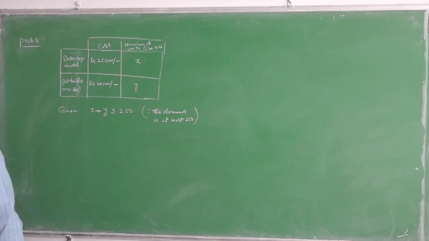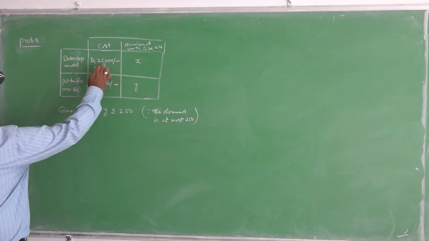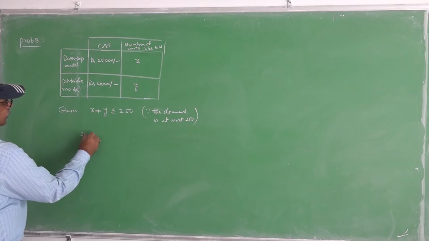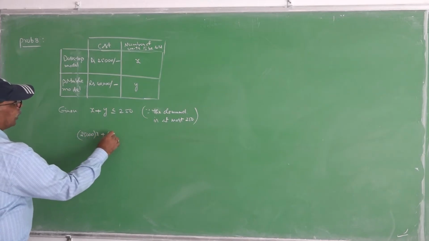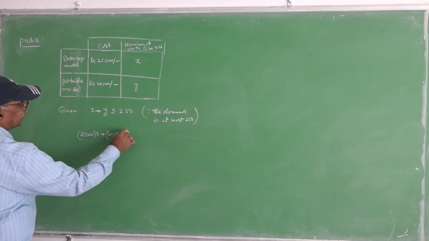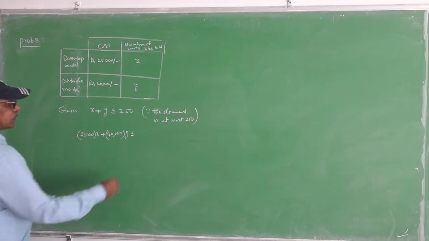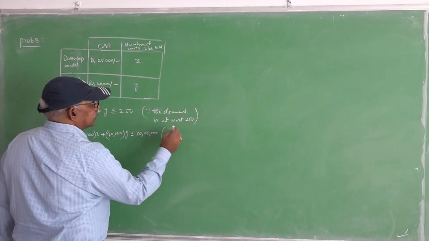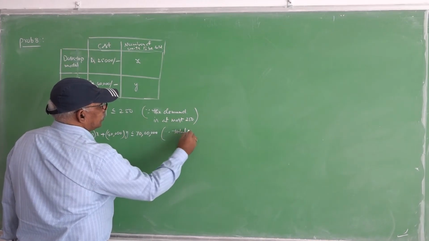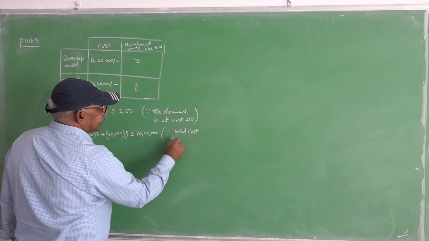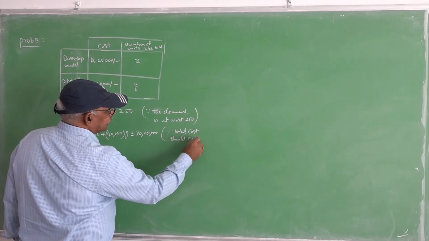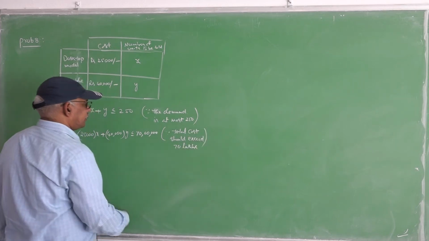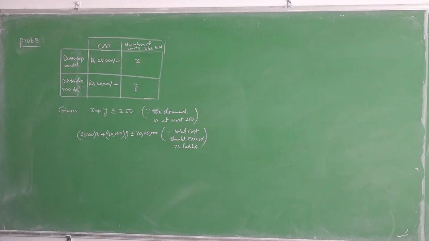Moreover, total cost does not exceed 70. So 25,000 into X plus 40,000 into Y should not exceed 70 lakhs, since total cost should not exceed 70 lakhs. So these two are constraints.